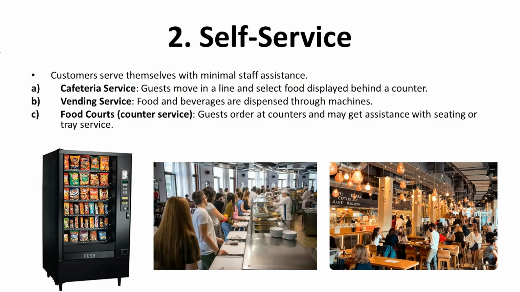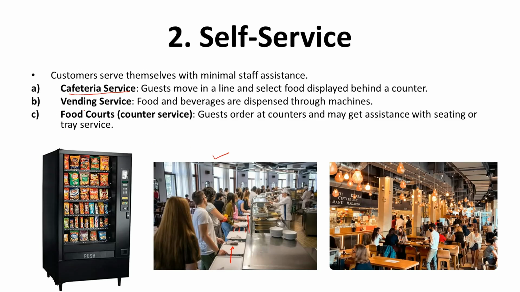So there is minimal staff assistance, like cafeteria service, whether it can be a staff cafeteria or some cafeteria where service is not provided. Guests move in a line and select food displayed behind a counter. They will usually take a tray and a plate and collect the food. This is the buffet rail, where they can place the tray and keep on moving so that both their hands are free when they are taking the food. So this is a kind of cafeteria.